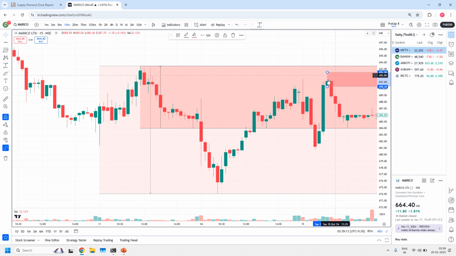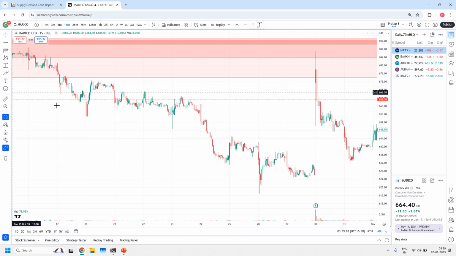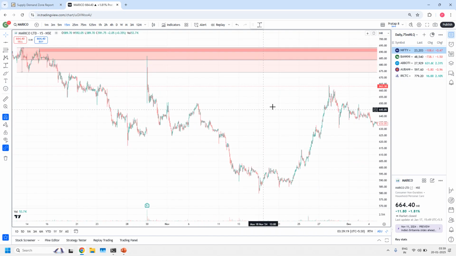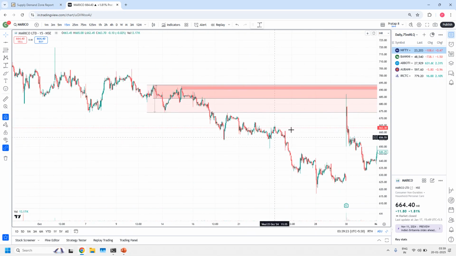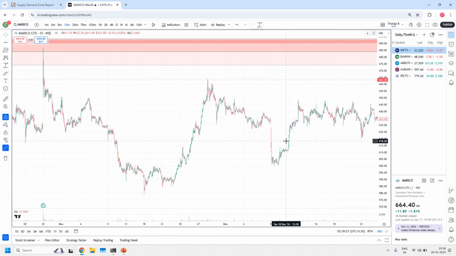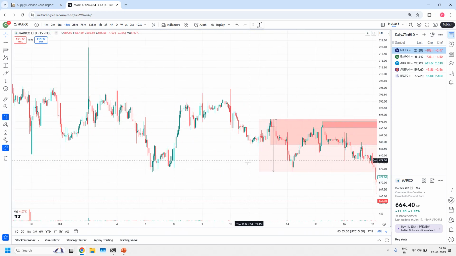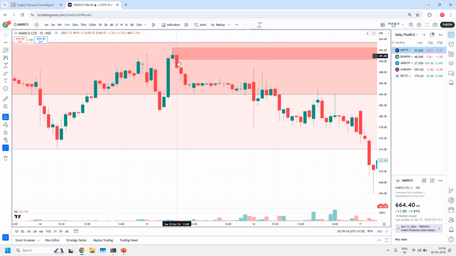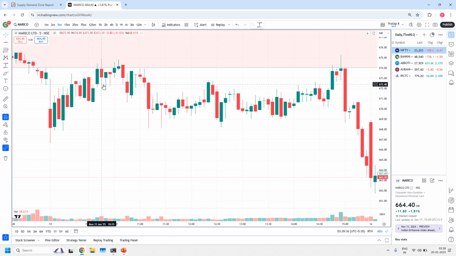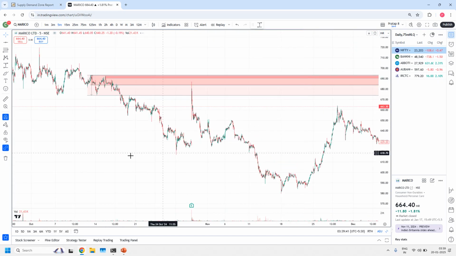So this is the 15 minutes fine-tuned supply zone. Is it tested? No. So it is a fresh order flow within that area. And within this area, is there any 5 minutes fine-tuned zone? Let us verify. That is important. 5 minute zone should be essential.